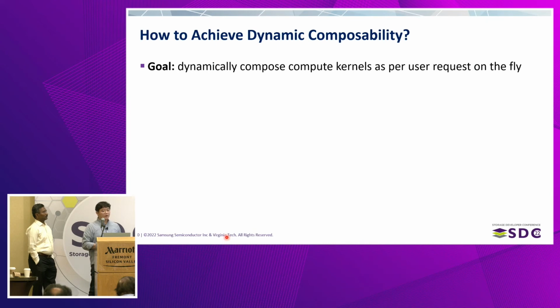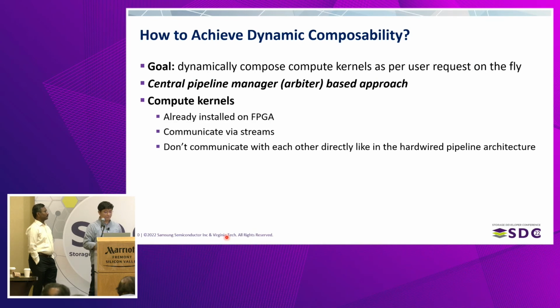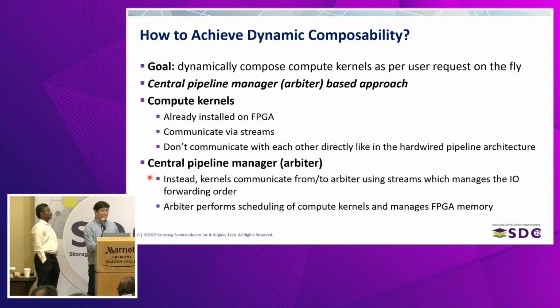Eventually what we wanted is to dynamically compose compute kernels as per user request on the fly. So our approach is a central pipeline manager, what we call an arbiter-based approach. Essentially, there are some assumptions. We have compute kernels, and in this particular work and implementation, we just assume that compute kernels are already installed, downloaded on the FPGA. And of course, as we discussed, compute kernels only communicate through streams, and they do not communicate directly with each other, like in a hardwired pipeline architecture. With a centralized pipeline architecture, each kernel communicates through 2 streams with a centralized pipeline manager, which is the arbiter. The arbiter is basically the resource scheduler, so it has to schedule the order of execution, which compute kernel should be executed, and how the FPGA memory should be managed.